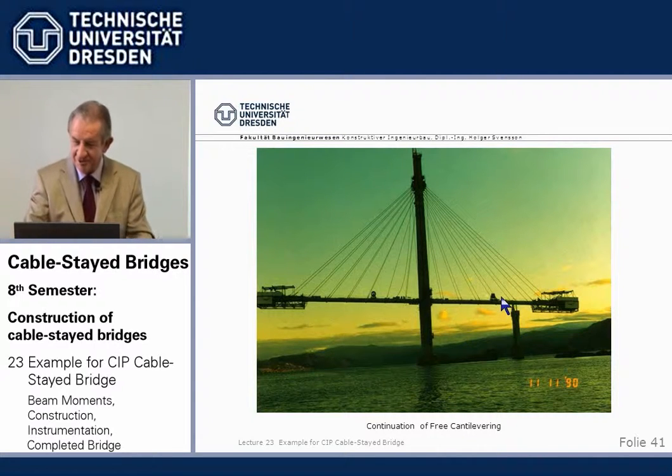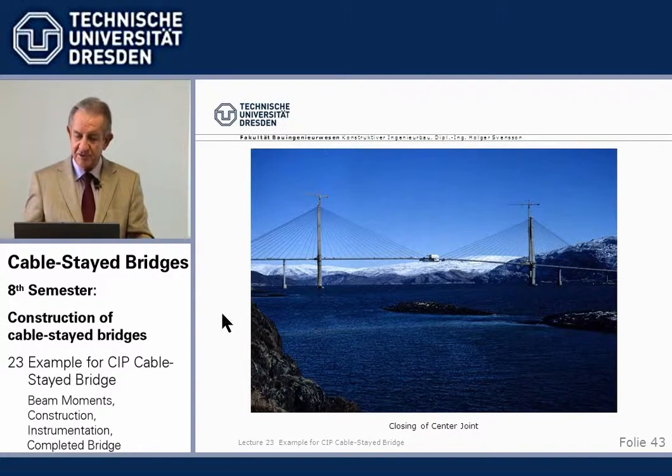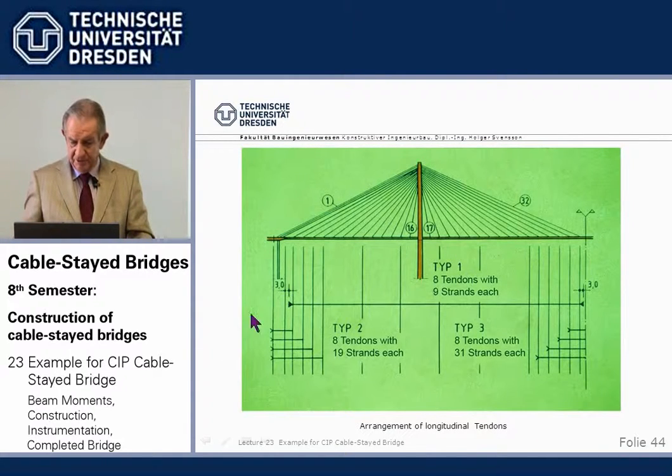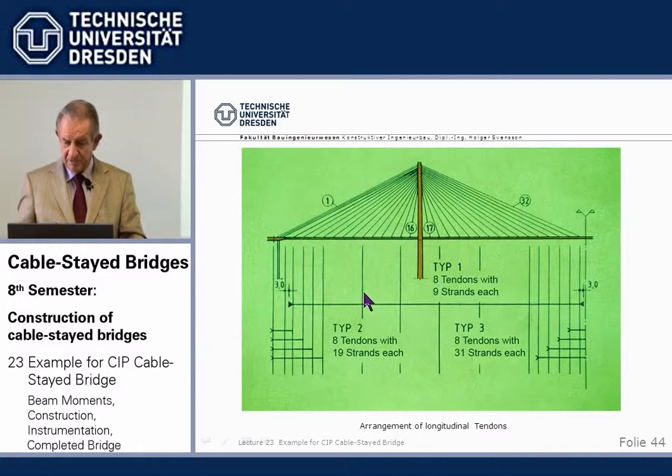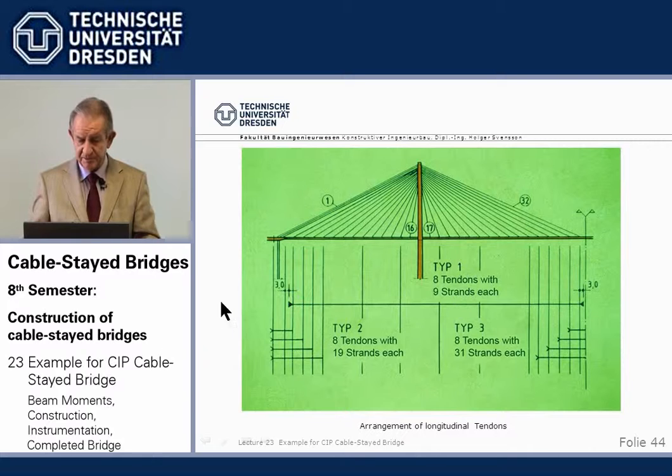So we go on with free cantilevering. Finally, we close the center joint with one traveler. First traveler is taken down. The second traveler is built across the joint. Then, during construction, we have a minimum post-tensioning, which is coupled in every joint, 8 tendons here. And then, when we close side span joint and center joint, we thread in additional tendons in this region of high moments.